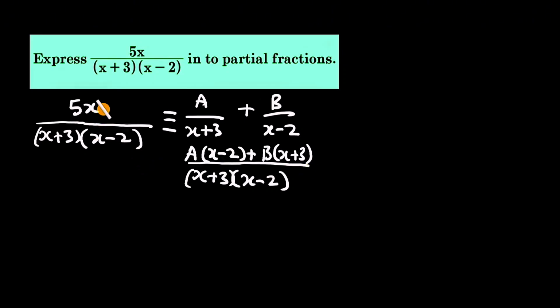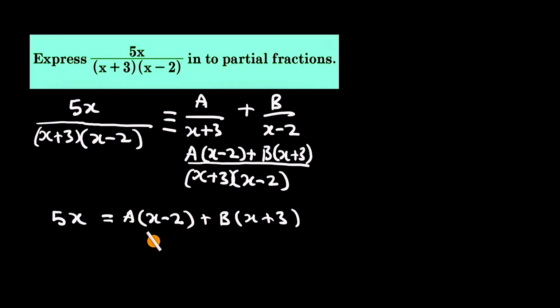The next step is I'll copy out this numerator, that is 5x, and equate it to this numerator here, that is 5x equals A into x minus 2 plus B into x plus 3. The first step, and it is always the first step, is I try to look for an integer value of x that when I put here, it will make this expression to be 0. That is called the substitution method. What I mean is that I will look for positive whole numbers or negative whole numbers that if I substitute in any of these terms, it will make the term to be 0.